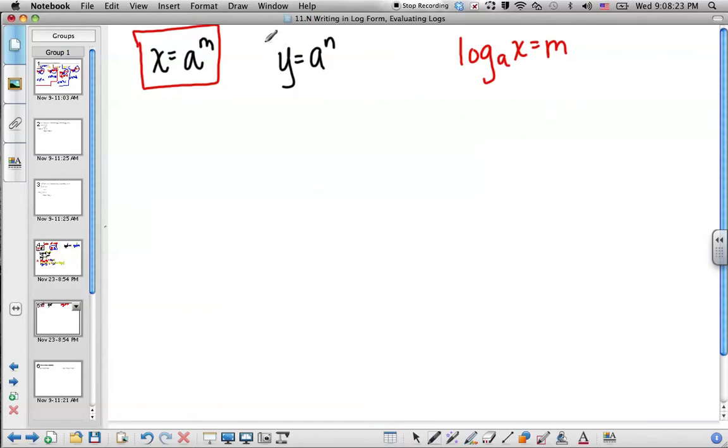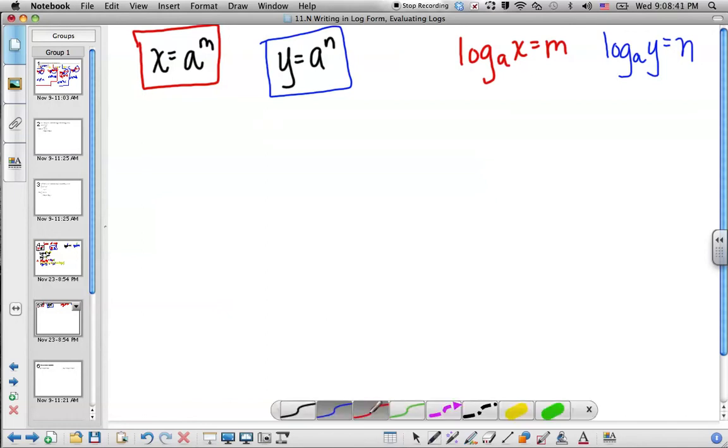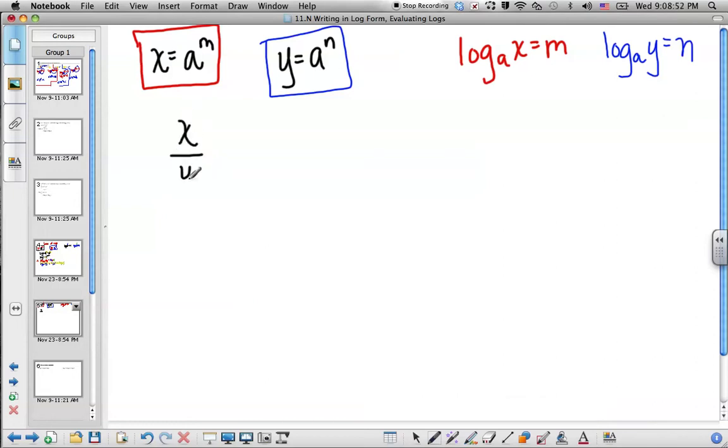Now I'll write this one here in log form. So I have log base a of y equals n. So now, again, I have two different equations expressed two different ways: one in exponent form and one in logarithmic form. So now, instead of multiplying my x and y, what would happen if I divided x and y?